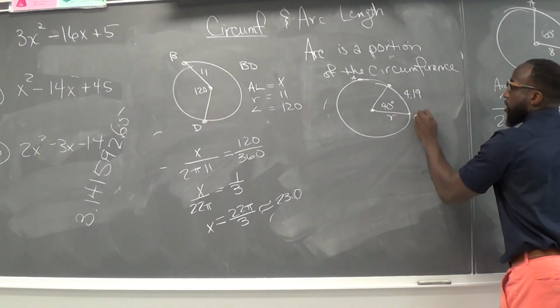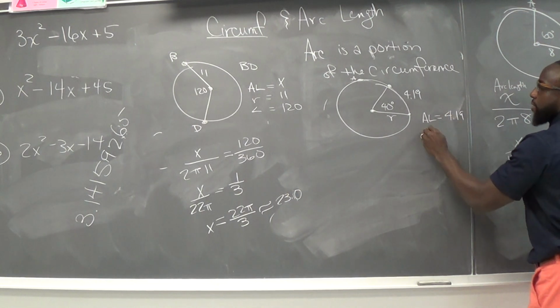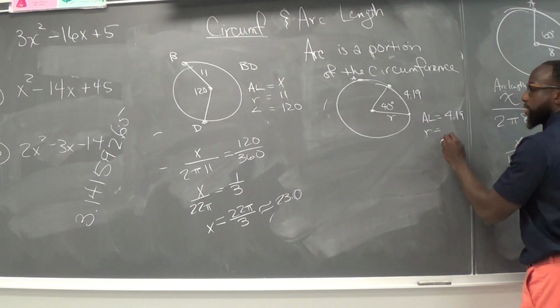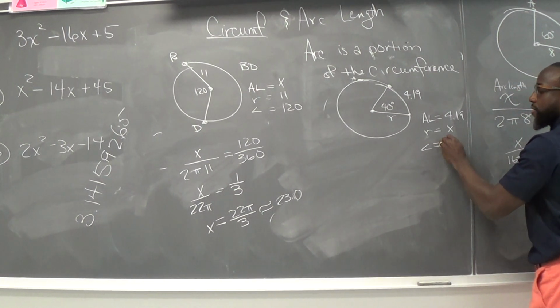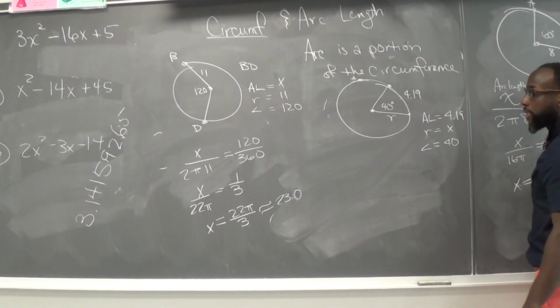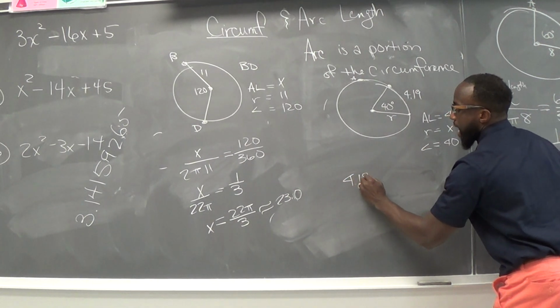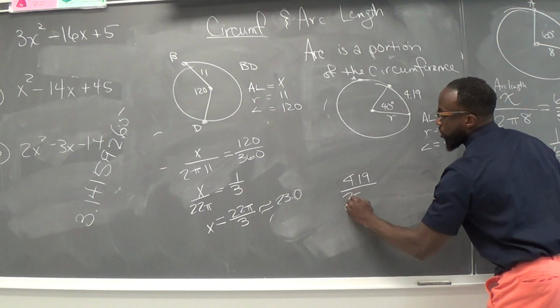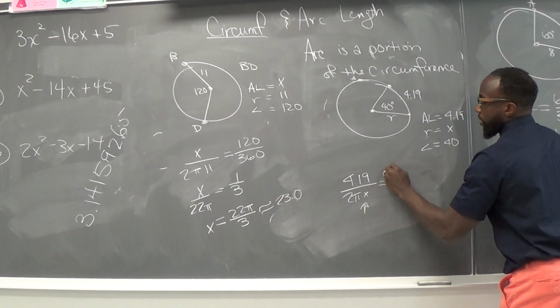So, we got the arc length. The arc length is 4.19. Do we have the radius? No, that's x. And then we got the angle, which is 40. So let's put it in the equation. The proportion: we got 4.19 over 2 pi x, because we don't know the radius, equals 40 over 360.